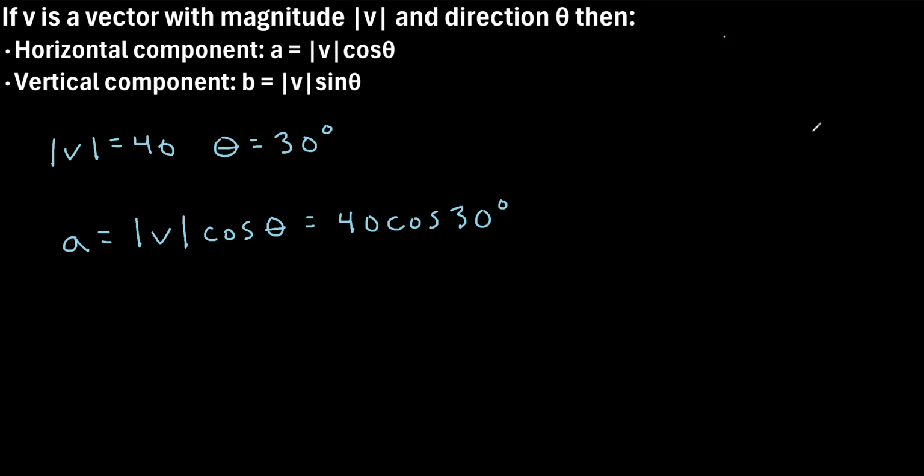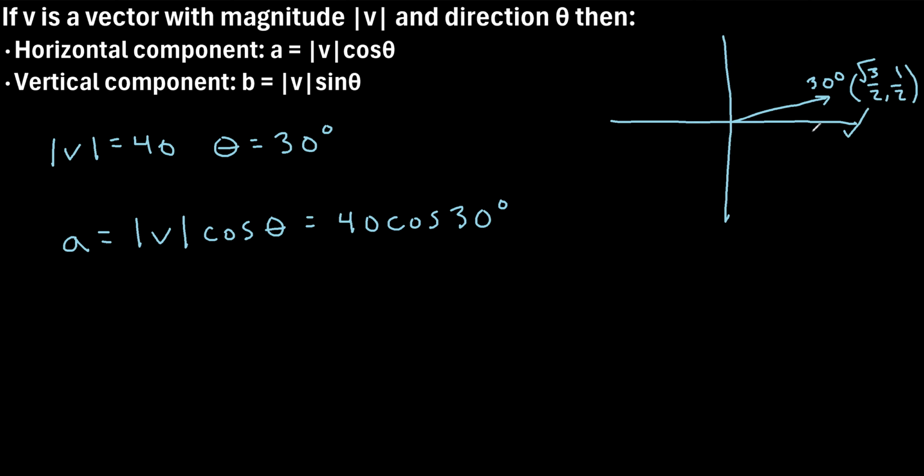Cosine of 30 degrees. So if you imagine your unit circle, it really helps if you've memorized your 30, 45, and 60 degree angles and their coordinates. Let's say we have 30 degrees right here. We know that the xy coordinates of 30 degrees are square root of 3 over 2, comma, 1/2. And we know that the x coordinate corresponds to cosine, while the y coordinate corresponds to sine. So the cosine of 30 degrees is the square root of 3 over 2. So we can write 40 times the square root of 3 over 2.